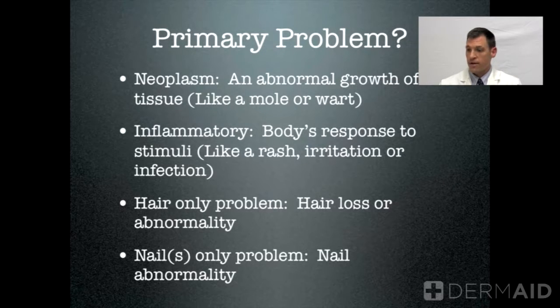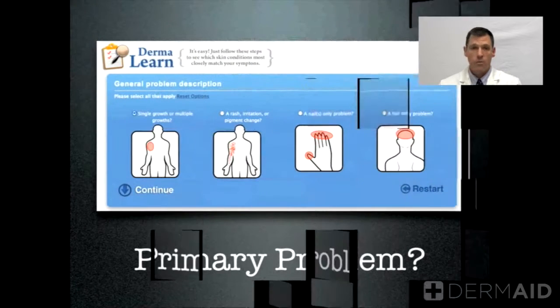Well, first, if you look at our DermaLearn tool, we talk about what's the primary problem. And in dermatology, some very broad categories that we use are neoplastic problems. So is it an abnormal growth of skin tissues, such as a mole or a wart? Or is it an inflammatory process? So is it your body's response to some type of a stimulus, such as a rash or an irritation of the skin or an infection? And then we also talk about a hair problem or a nails problem.